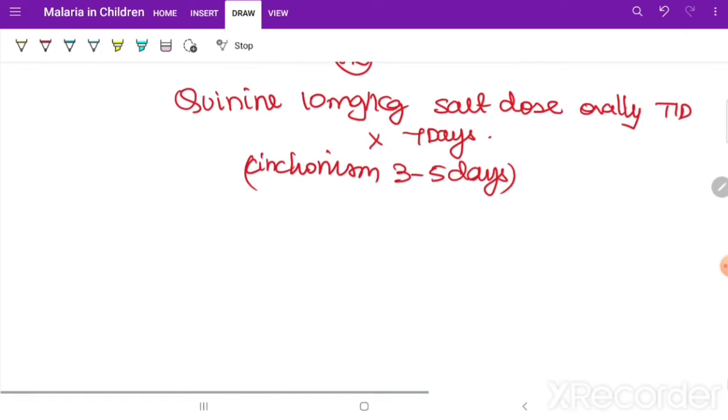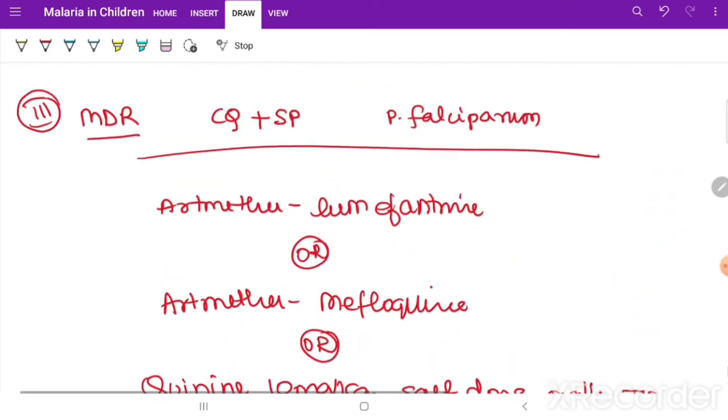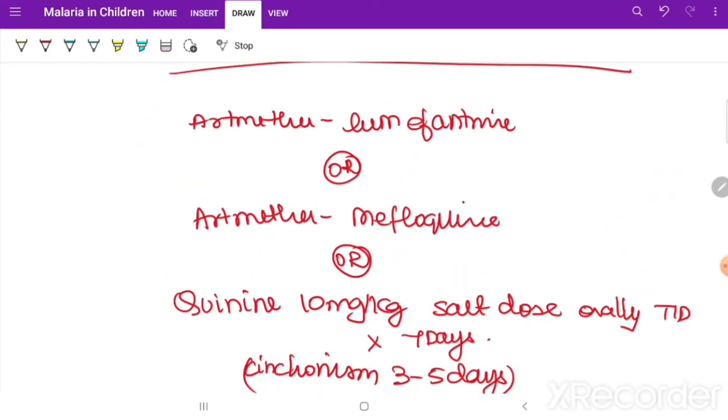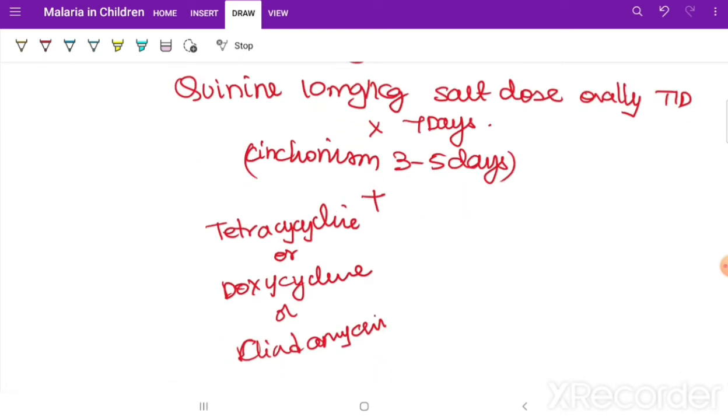Okay, along with this quinine you need to combine what? You can combine any of the 3. What are the 3? You can combine tetracycline, doxycycline, or clindamycin, along with quinine. So one regimen is artemether lumefantrine, one is artemether mefloquine, and one is quinine plus tetracycline, quinine plus doxycycline, or quinine plus clindamycin. Now what are the doses?